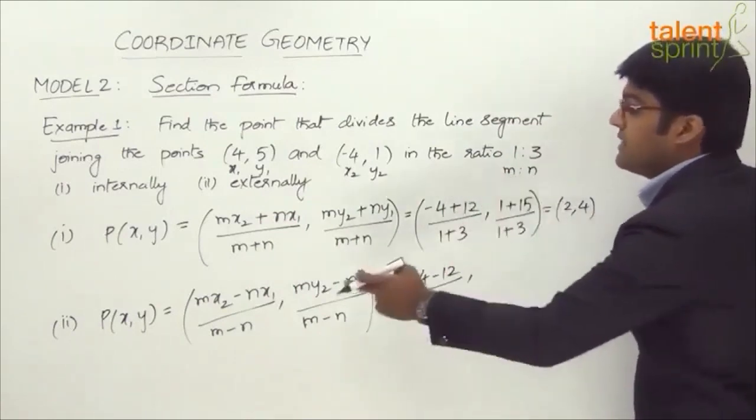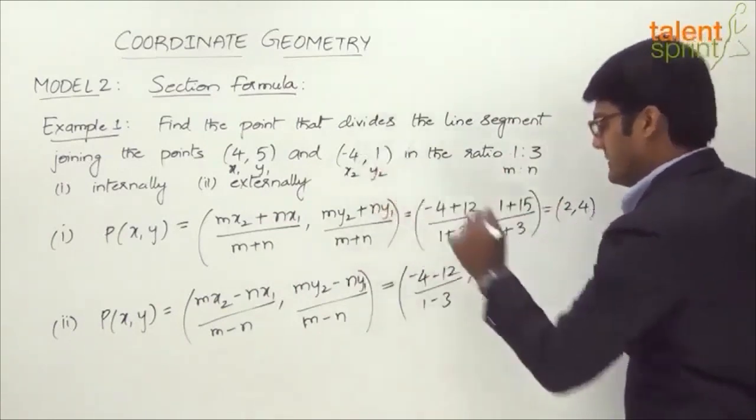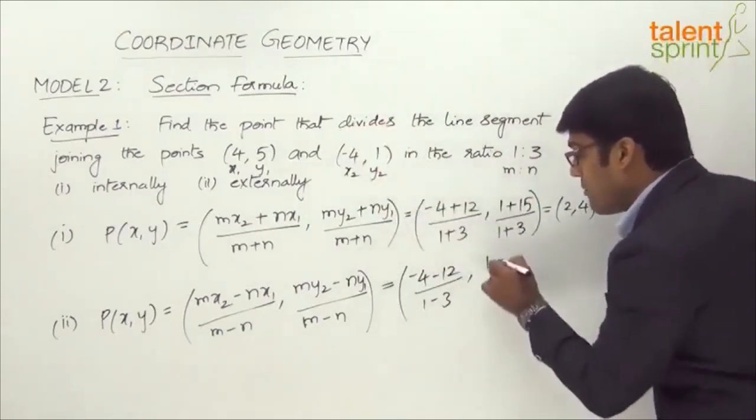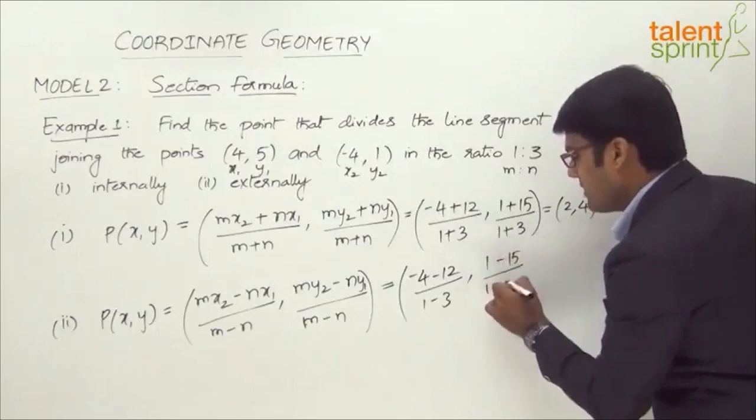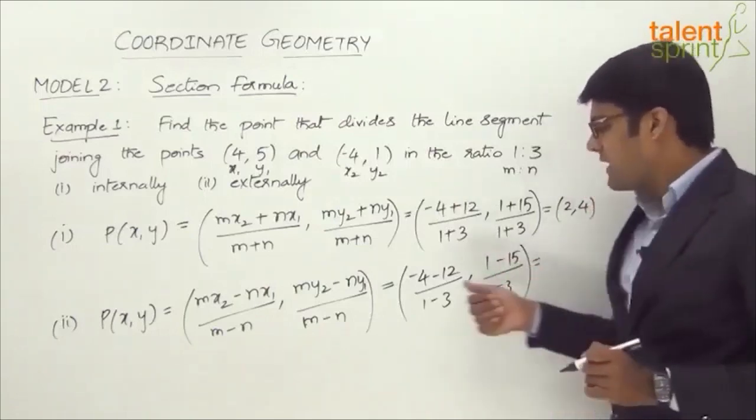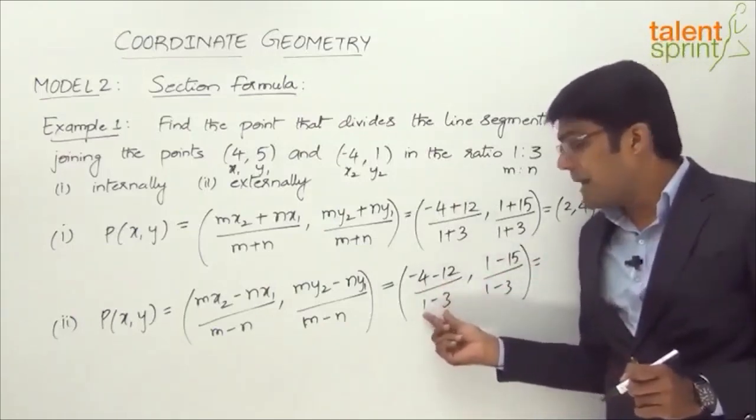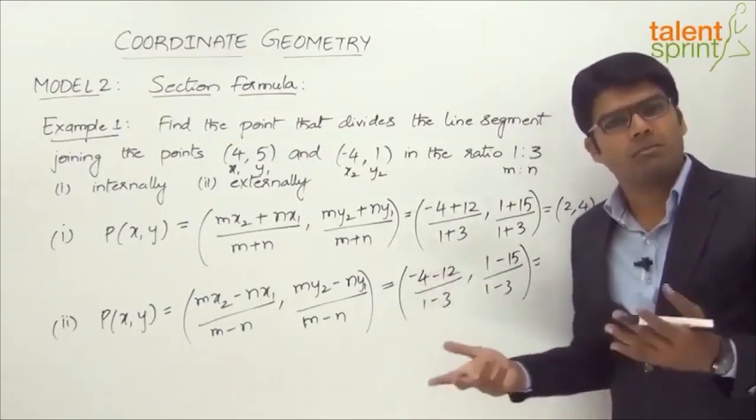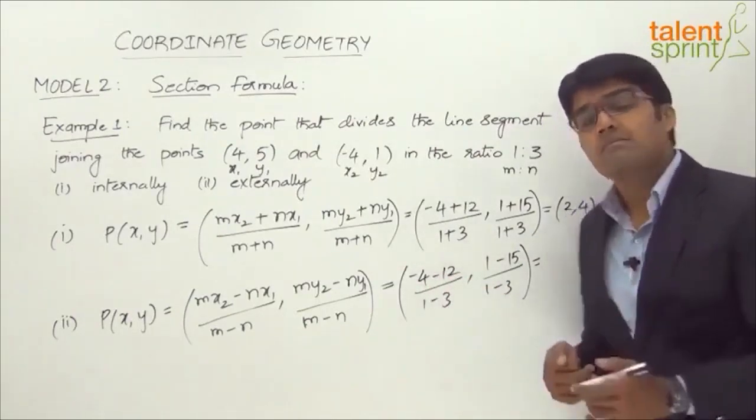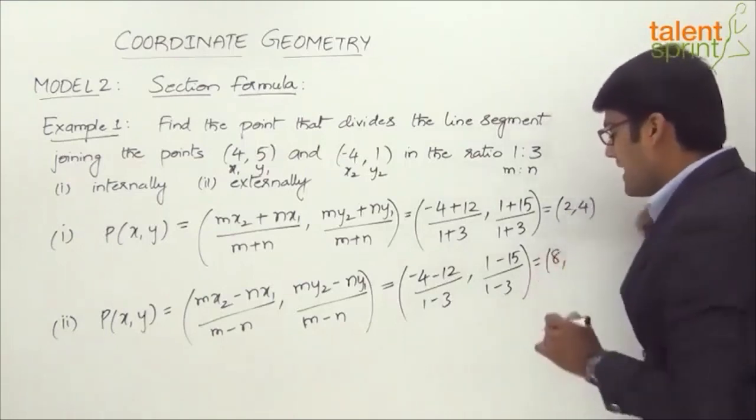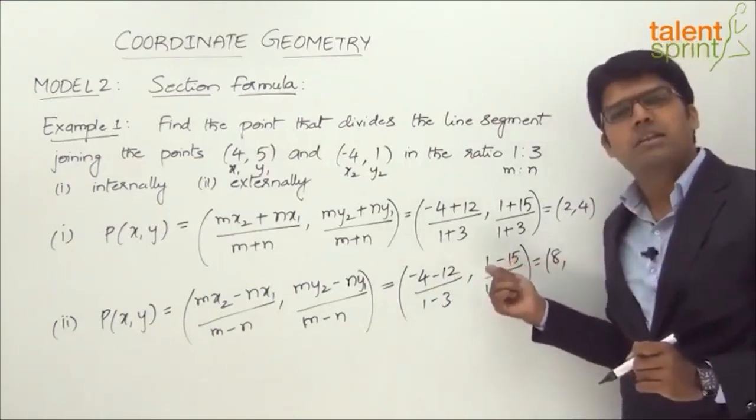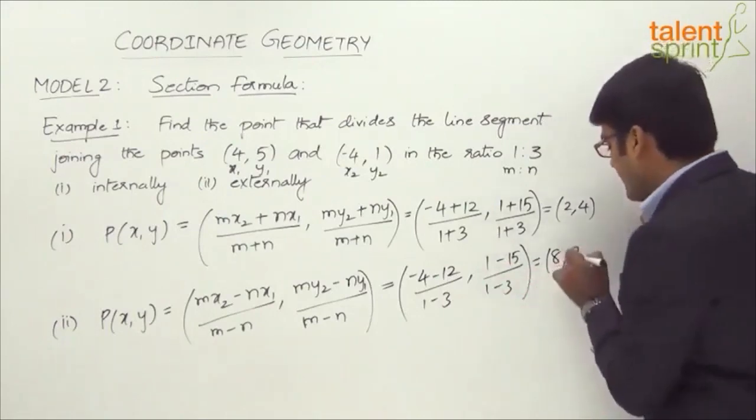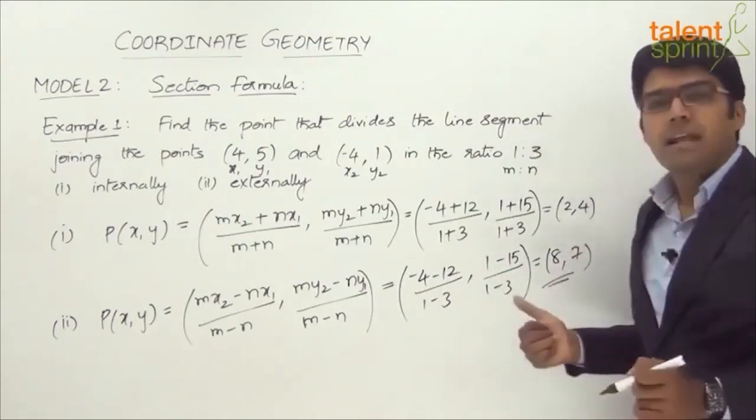So my2, what is my2? 1 into 1, which is 1, ny1, 3 into 5, 15, minus 15 upon 1 minus 3. Now simplify this, what do we get? Minus 16 by minus 2, right? 1 minus 3 is minus 2. Minus 16 upon minus 2. Minus and minus get cancelled. 16 by 2 is 8. And 1 minus 15 is minus 14. Minus 14 upon minus 2 is 14 by 2, which is 7. So that point here would be 8, 7.